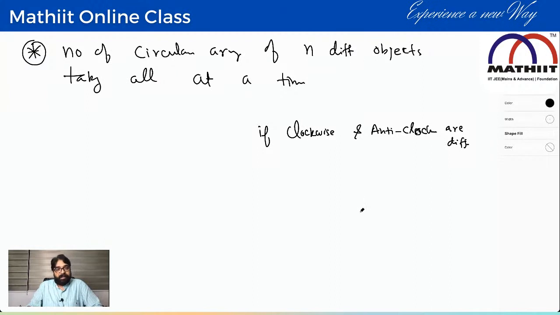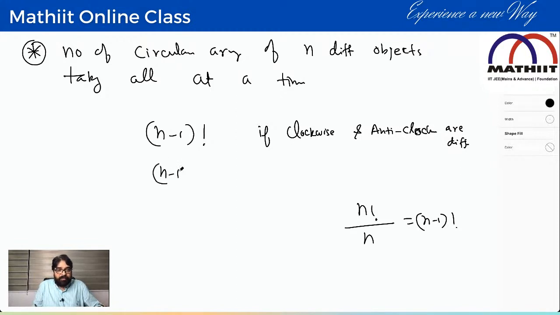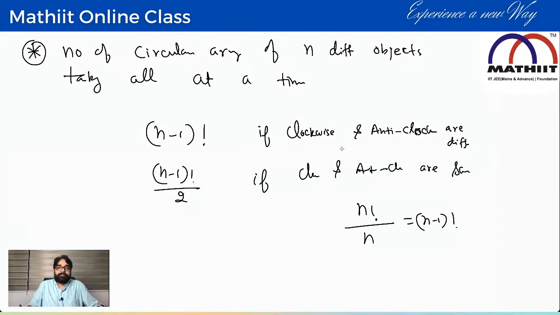Think, how many row arrangements? N factorial divided by order arrangement. N objects are there, so order arrangement will be n only. So the answer will be n minus 1 factorial. So this will be n minus 1 factorial if clockwise and anti-clockwise are different. Otherwise, n minus 1 factorial by 2 if clockwise and anti-clockwise are the same. Everyone understood? Those who did not give the answer, please confirm. Is it clear?